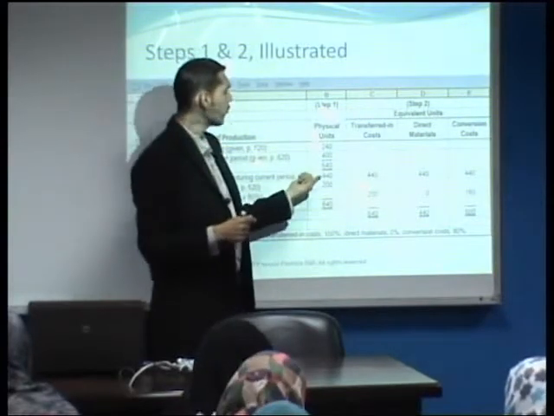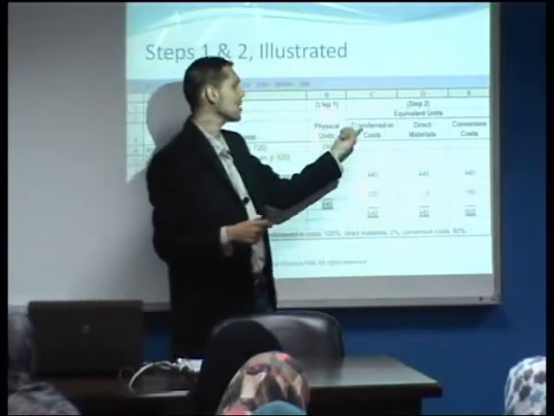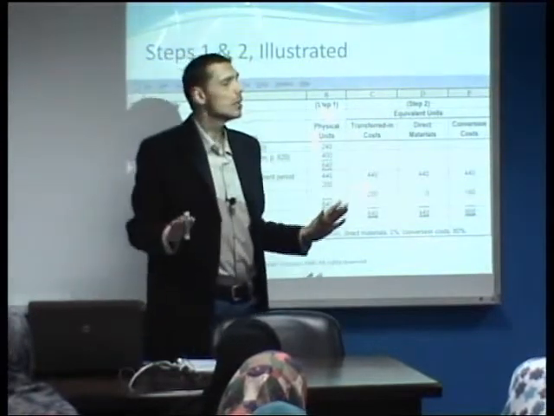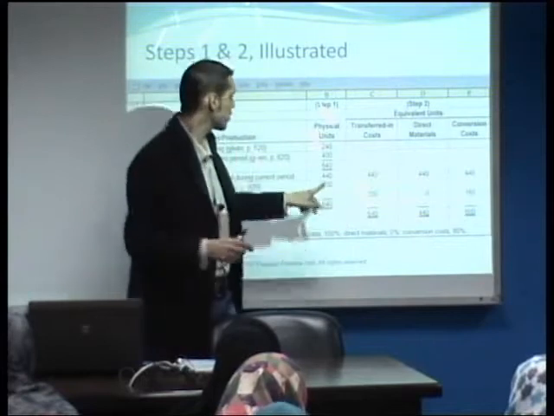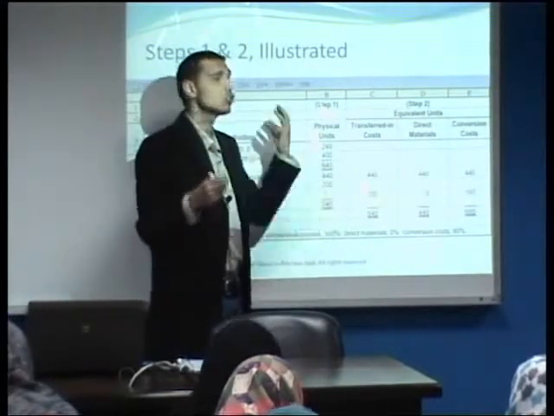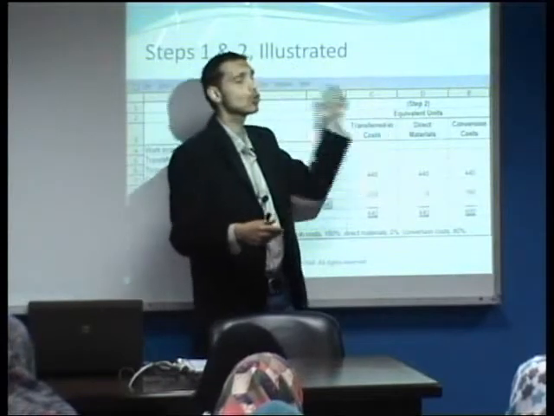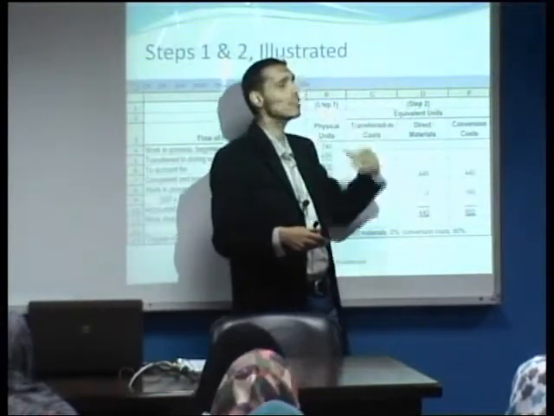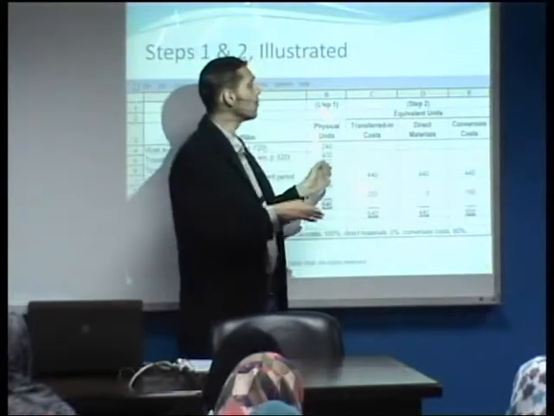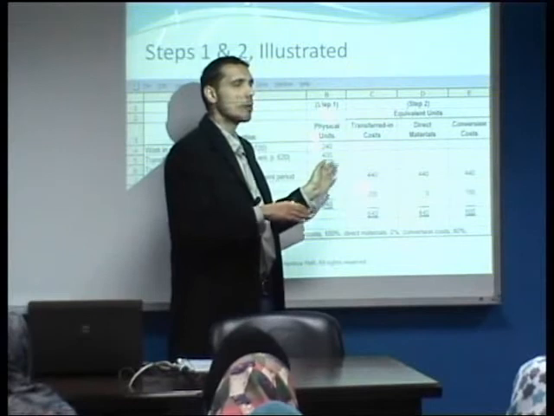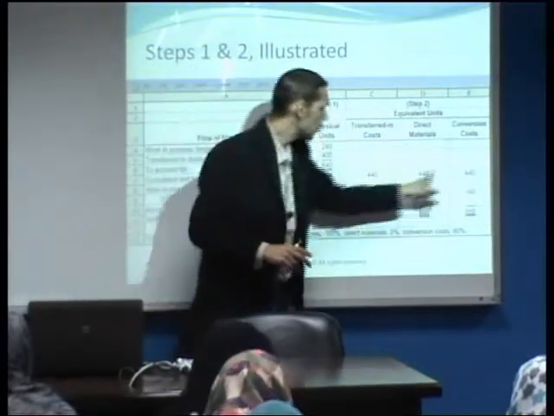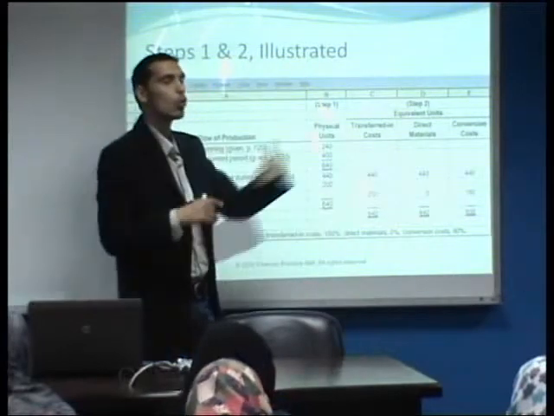Therefore, for the 440, we said that the transferred in cost has taken 100% of the transferred in cost, because the 440 are completed and finished. Therefore, it took 100% of the transferred in cost, 100% of the direct materials, and 100% of the conversion cost. Therefore, always the equivalent units for the completed and transferred out is the same as the physical units, as we can see here, 440 for all categories.